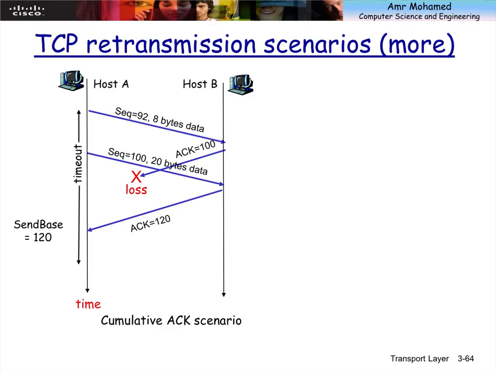Here, I have the two segments. One segment was lost and the other one was received. In that case, again, this is a cumulative acknowledgement, so nothing is actually new here. Even if the timeout is long enough, so I was able to receive both of them, or even if the timeout is premature, in both cases TCP was able to recover both segments using one acknowledgement only.